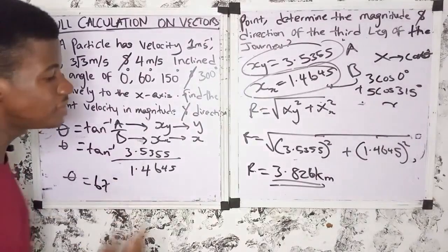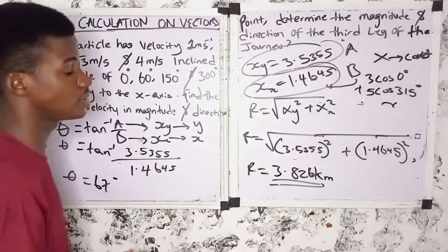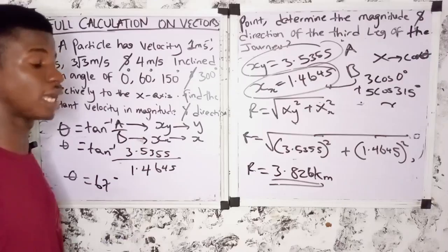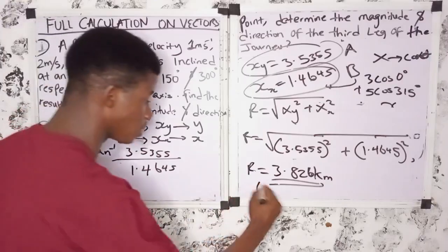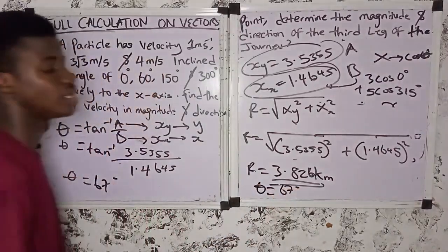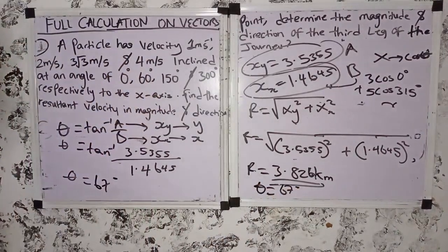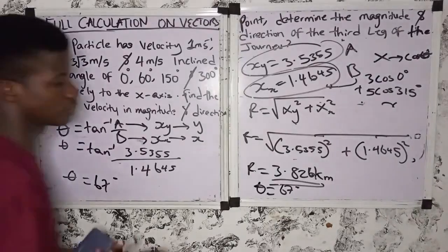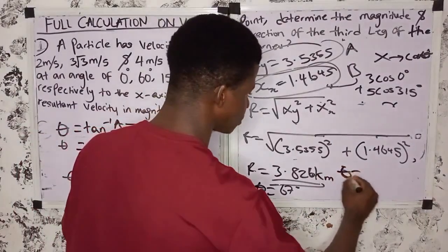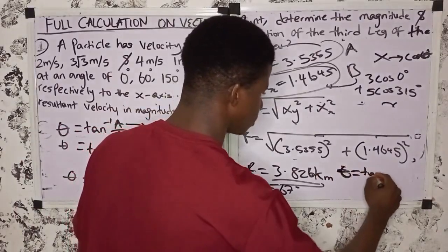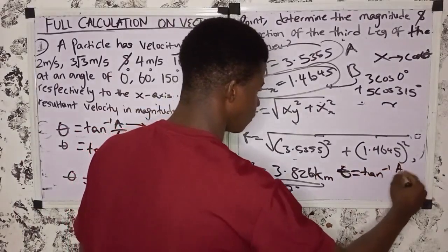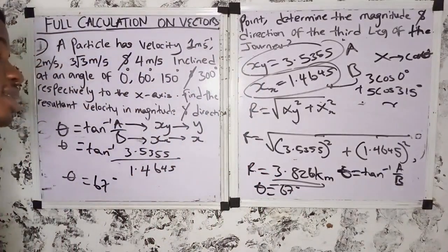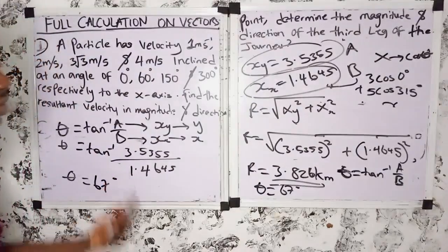So the magnitude of the resultant is 3.826. The direction is now 67 degrees. So it's just easy. That is just it. This is the formula to calculate the direction of the resultant. A over b, where a is the y direction and b is the x-axis or x direction. So that is just it.